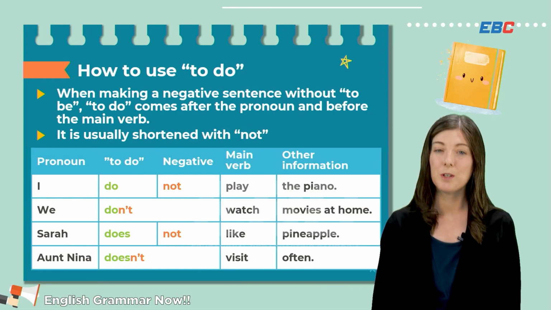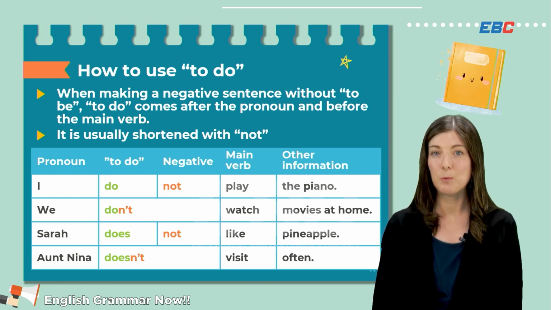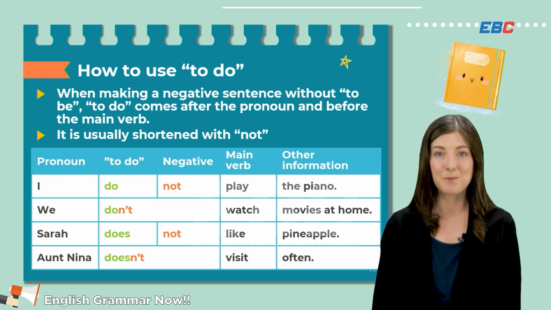Here's how we would put do into sentences. We would start with the pronoun, then put in the verb to do. Then, if we want to add negative, we would add the word not. And then comes the main verb. For example, I do not play the piano.